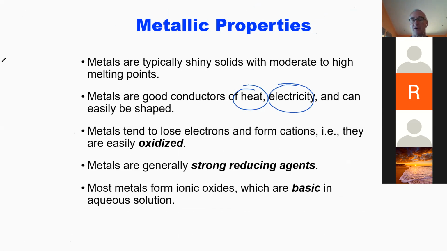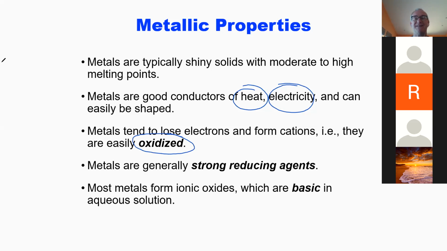They tend to lose electrons and form cations. Pretty much all metals do that. In other words, they're easily oxidized. And you remember the difference between oxidation and reduction. Oxidation means you have electrons taken away from you and you become more positive. And that's what metals like to do. And reduction is when you have electrons added to you and you take on more negative charge.